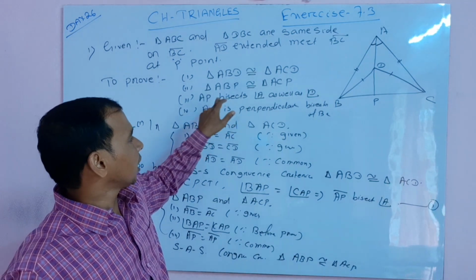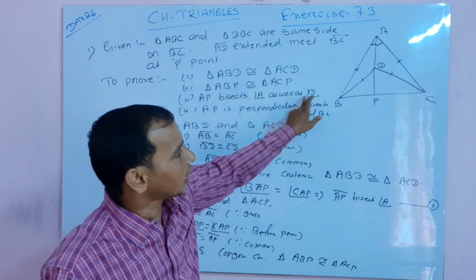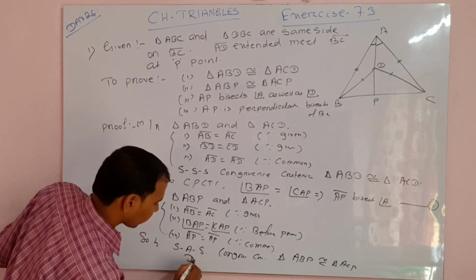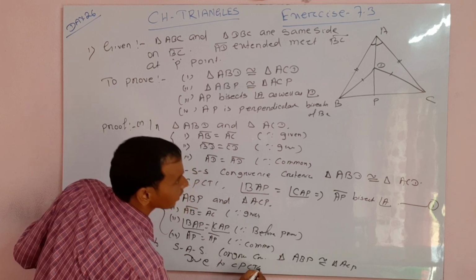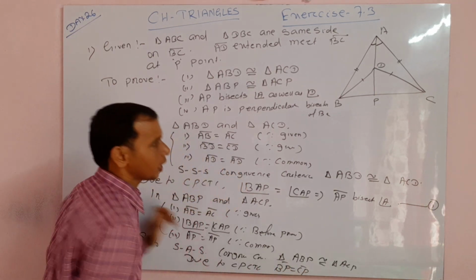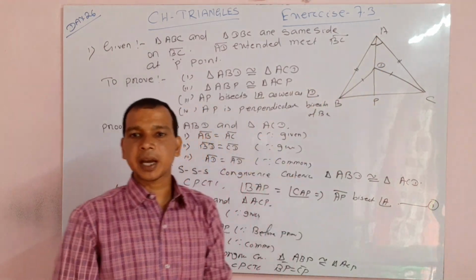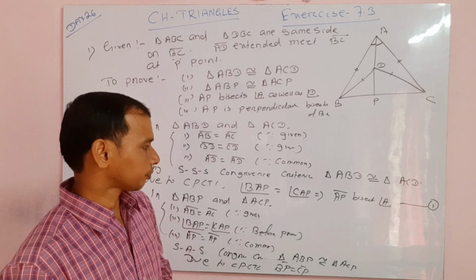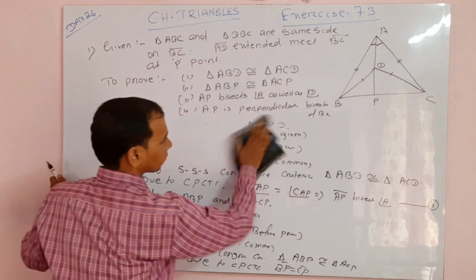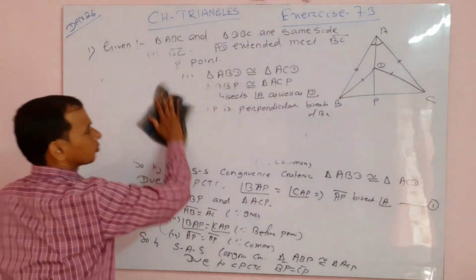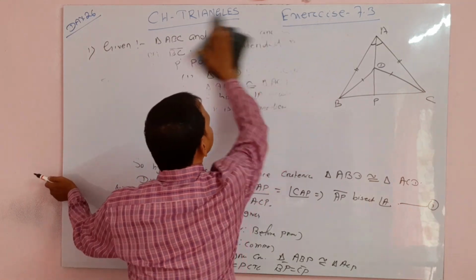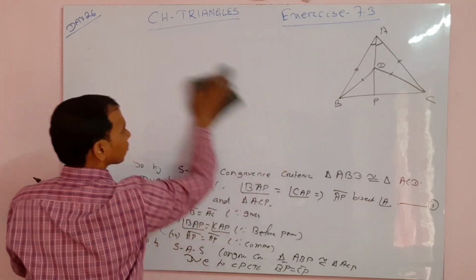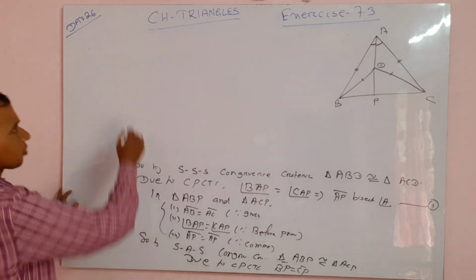Next, our aim is to prove that AP bisects angle A as well as angle D. As the two triangles ABP and ACP are congruent, due to CPCTC, you can write BP equal to CP. Okay, next option, the third bit, look.